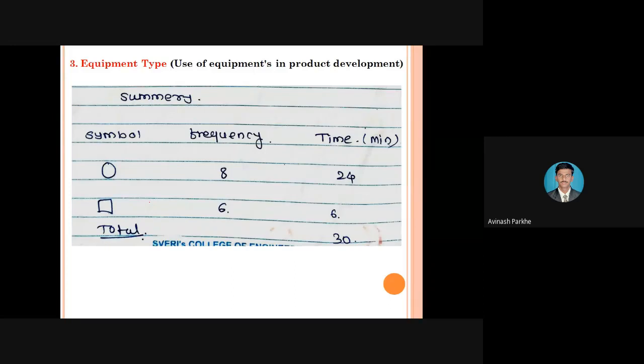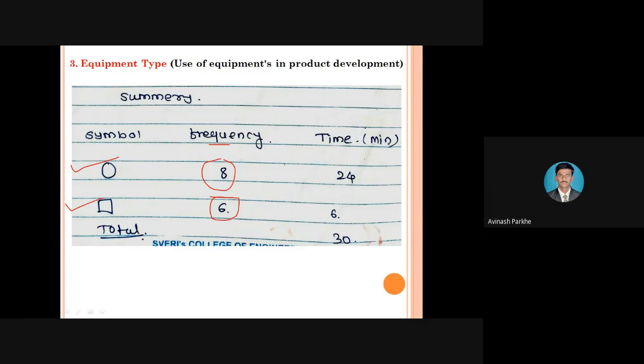The summary is also represented for the equipment type of flow process chart. Two symbols are there: the operation, which is represented by the circle, and the second one is the inspection. What will be the frequency? So how many operations are performed? A total of 8 operations are performed on the nut and the bolt. And after performing the operations, I have to go for the inspection 6 times.